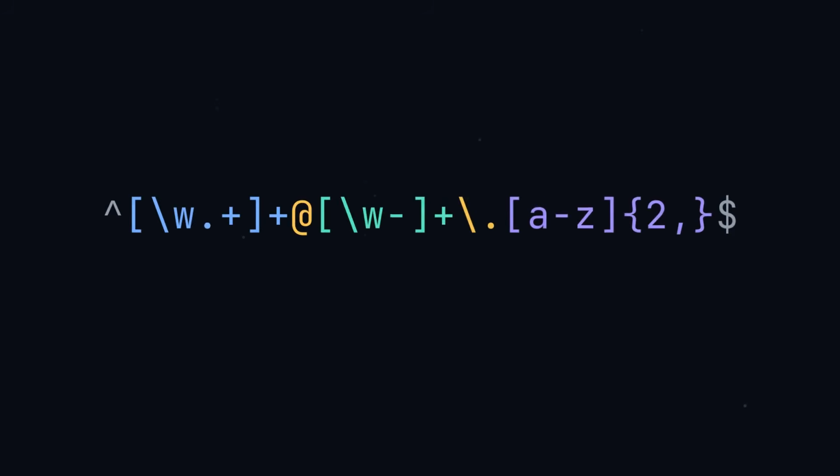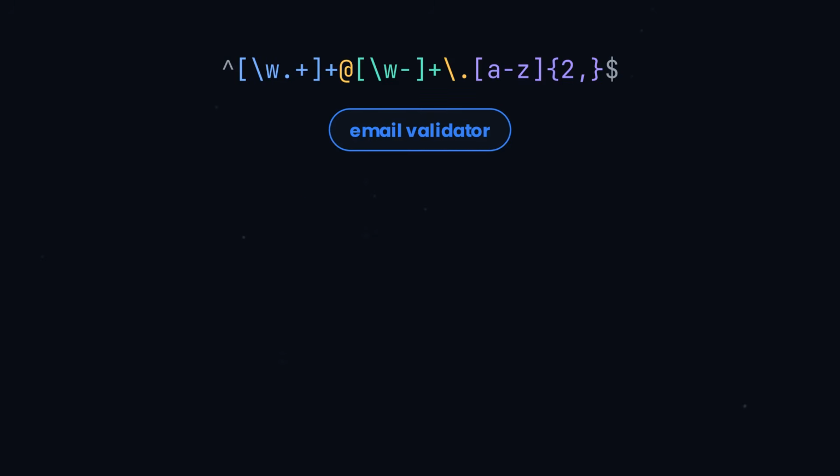Look closely at this. Slashes, brackets, plus signs, and symbols, all stacked into one impossible-looking line. Before we explain a single piece of it, take a guess. What does this pattern actually do? It checks whether a string is a valid email address.